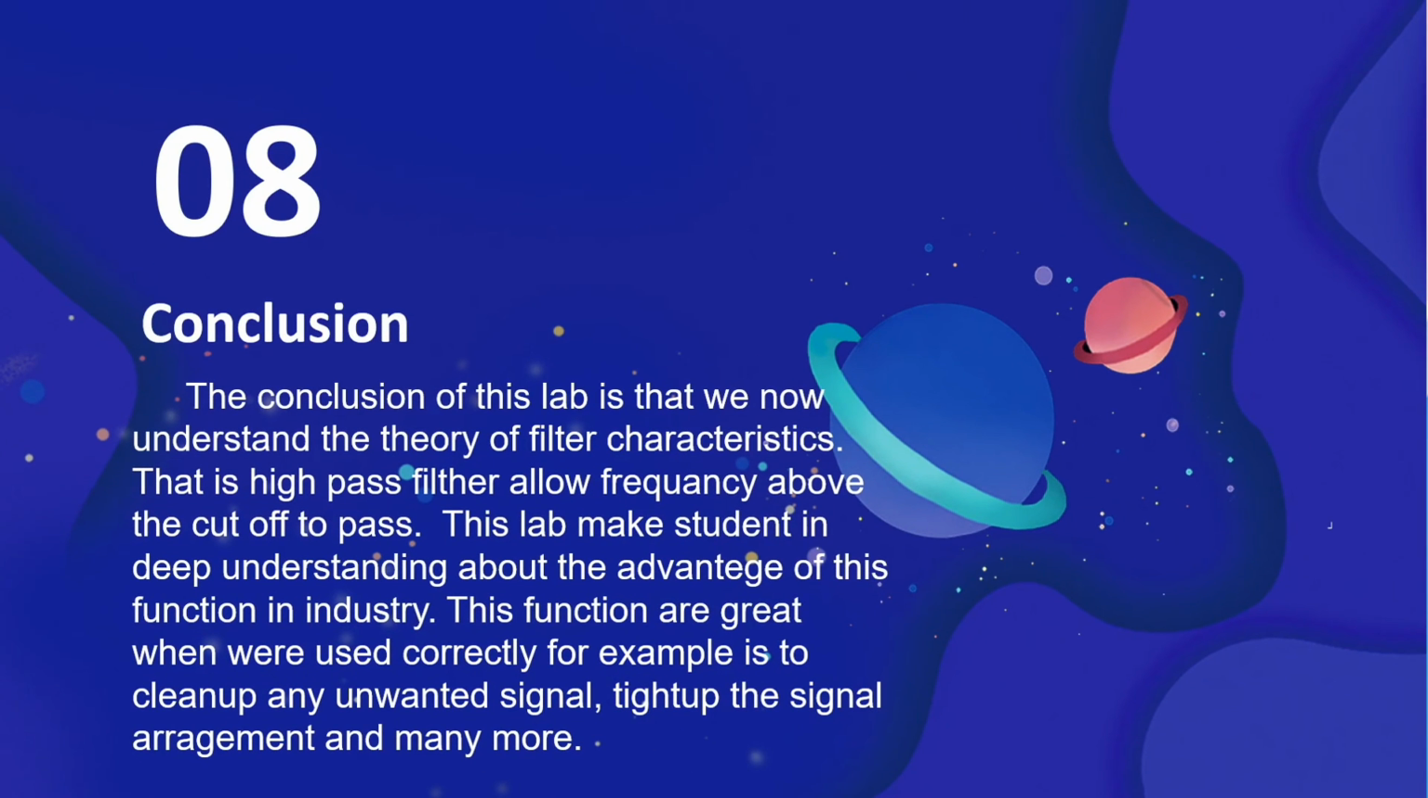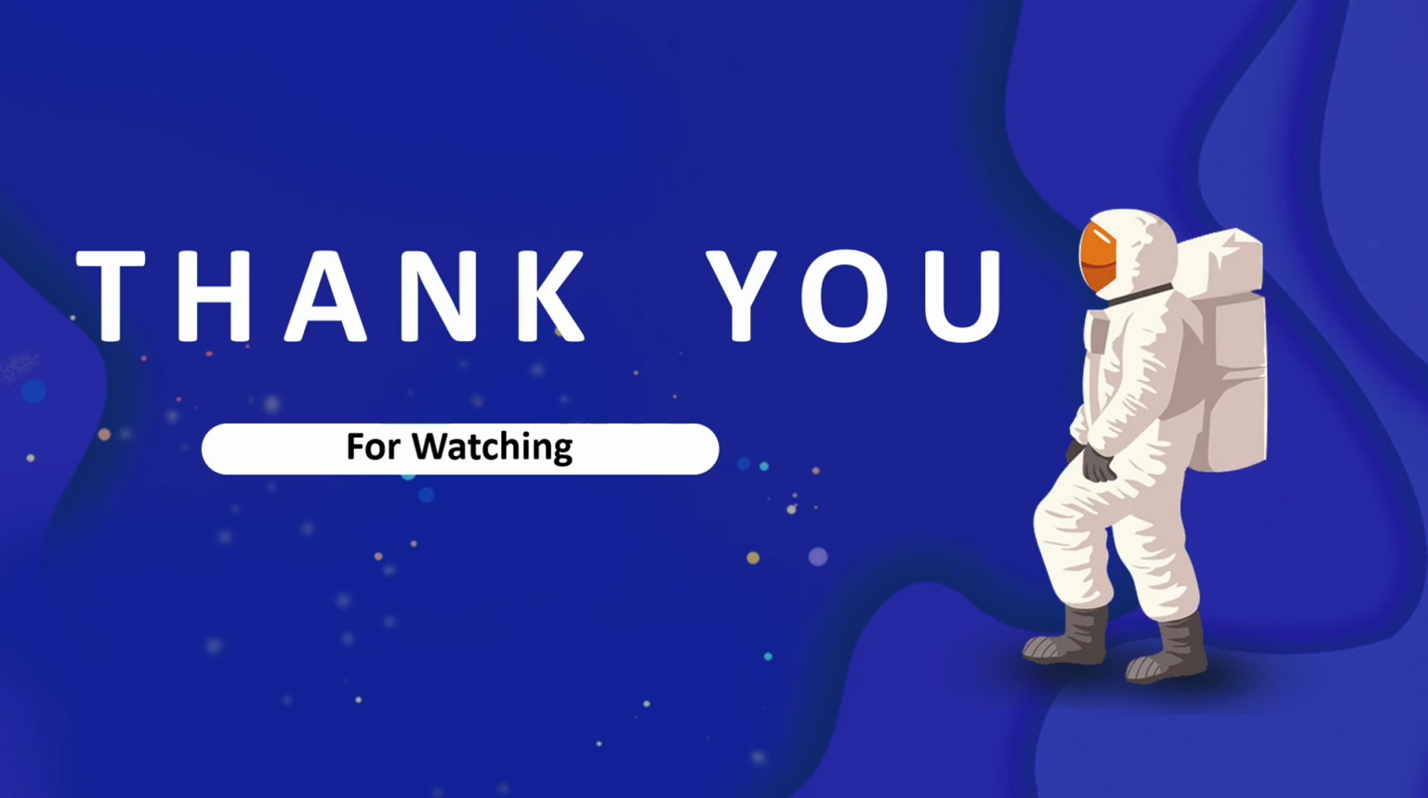Next, conclusion. The conclusion of this lab is that we now understand the theory of filter characteristics. That is, a high pass filter allows frequencies above the cutoff to pass. This lab gives students a deeper understanding of the advantage of this function in industry. These functions are great when used correctly. For example, to clean up any unwanted signal, tidy up the signal arrangement, and many more. Thank you.